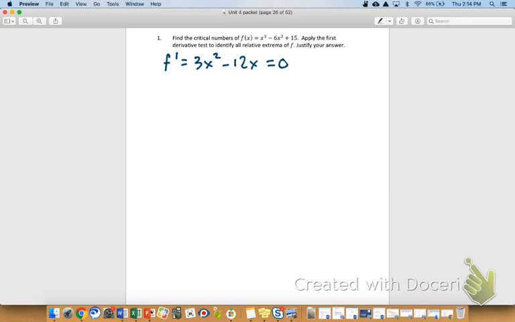Factoring, yes. In fact, you could factor out a 3x, couldn't you? So 3x times x minus 4 equals 0. That means my critical points would be x equals 0 and x equals 4. Those are my critical points. So I've accomplished the first task, right? Find the critical points. Then it says apply the first derivative test.